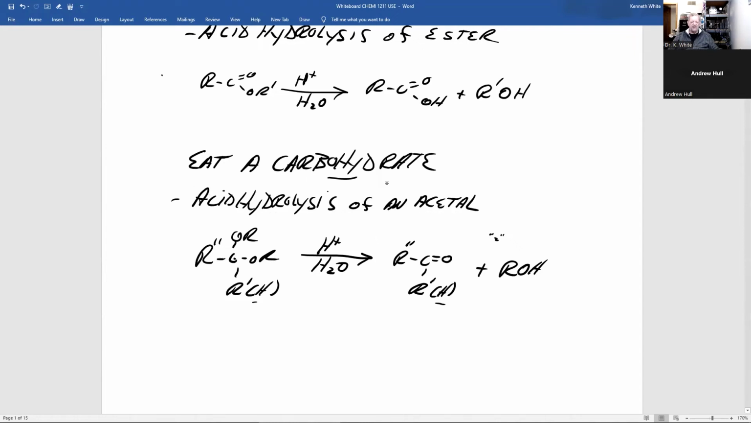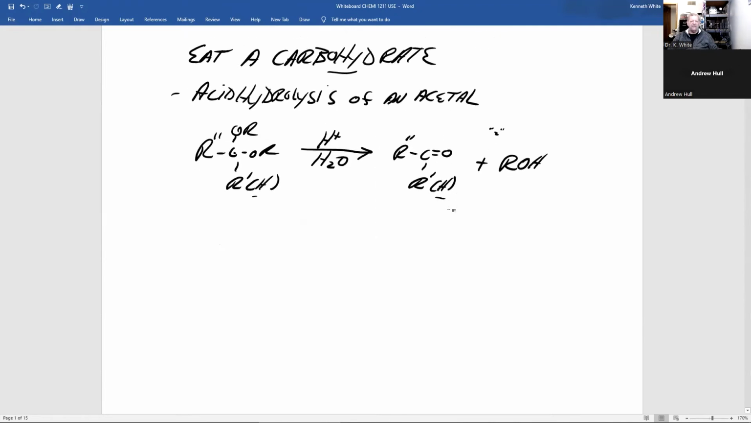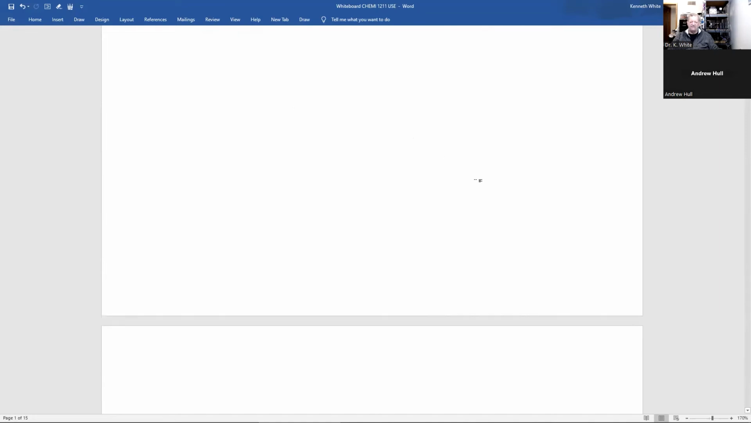And the key functional group holding glucose together in a carbohydrate is the acetal. So in your stomach, acid and water, it's acid hydrolysis of an acetal. And here's the general reaction. Acetal, ketal, acid, and water. You get back the alcohol or aldehyde you would have used to make that acetal, plus the alcohol. Now, let me review two reactions you should know.